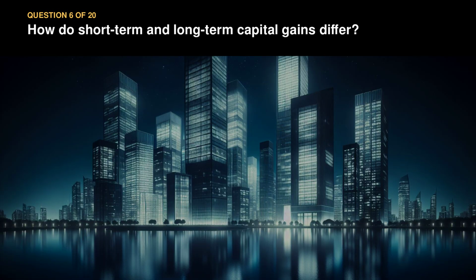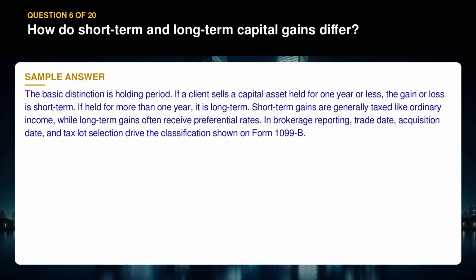Question 6. How do short-term and long-term capital gains differ? The basic distinction is holding period. If a client sells a capital asset held for 1 year or less, the gain or loss is short-term. If held for more than 1 year, it is long-term. Short-term gains are generally taxed like ordinary income, while long-term gains often receive preferential rates. In brokerage reporting, trade date, acquisition date, and tax lot selection drive the classification shown on Form 1099-B.